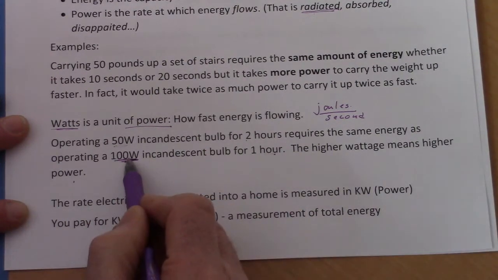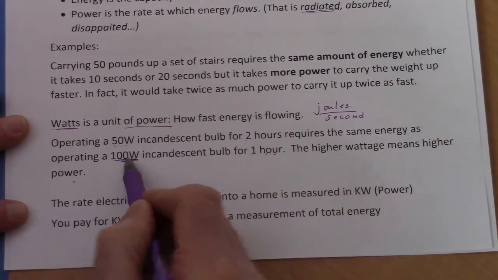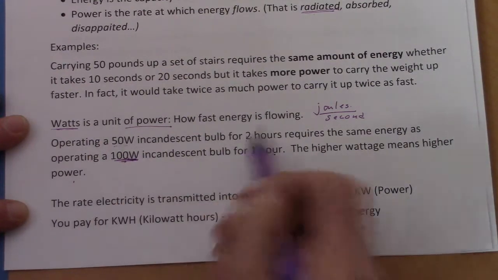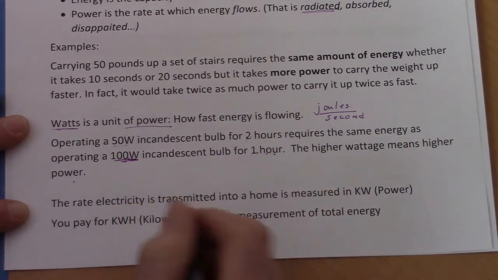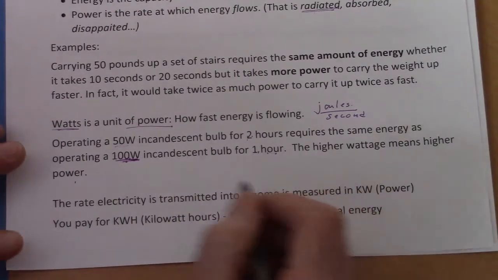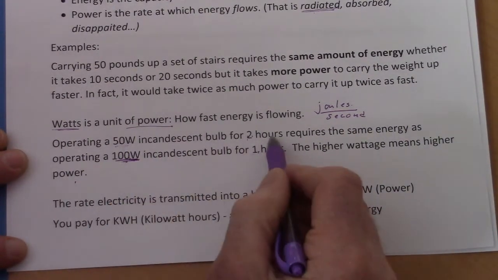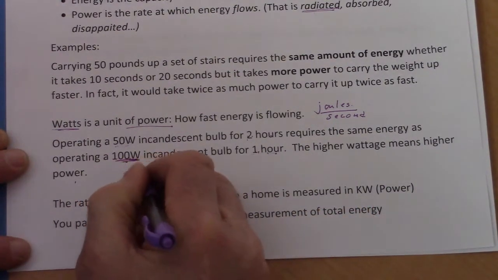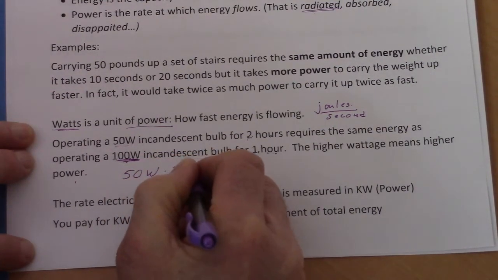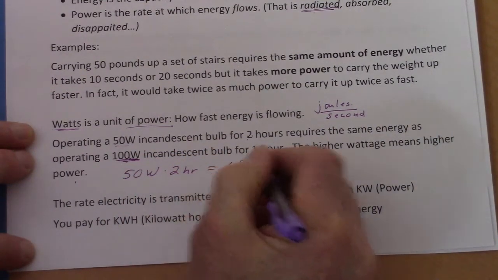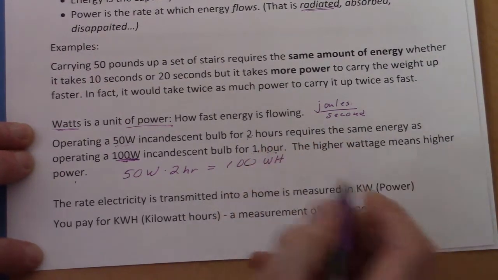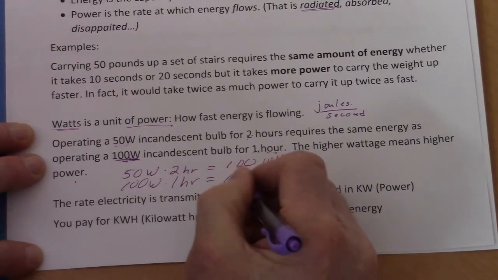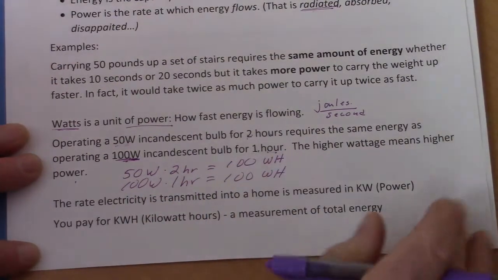So if you run this 100 watts for an hour, that's 100 watt hours, if you will, and 50 watts for 2 hours would be 50 times 2, so it also gives you 100 watt hours. So that's the amount of energy. You take the watts or the kilowatts times the time, and that gives you your amount of energy. So 50 watts times the 2 hours would be 100, and we'd call those watt hours. And of course 100 watts for 1 hour is just also 100 watt hours.